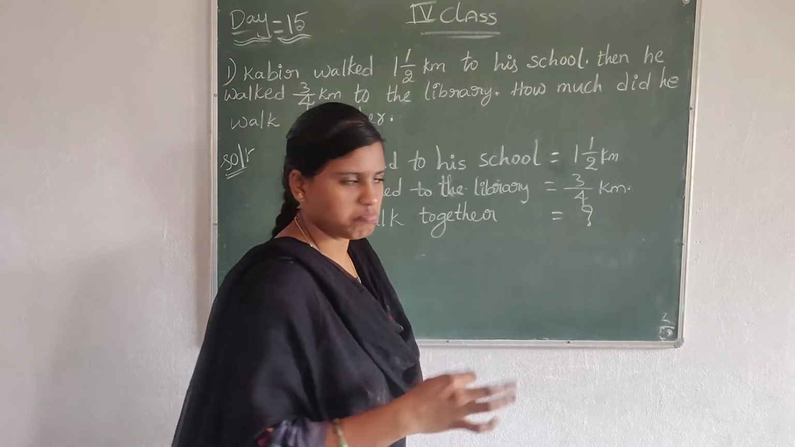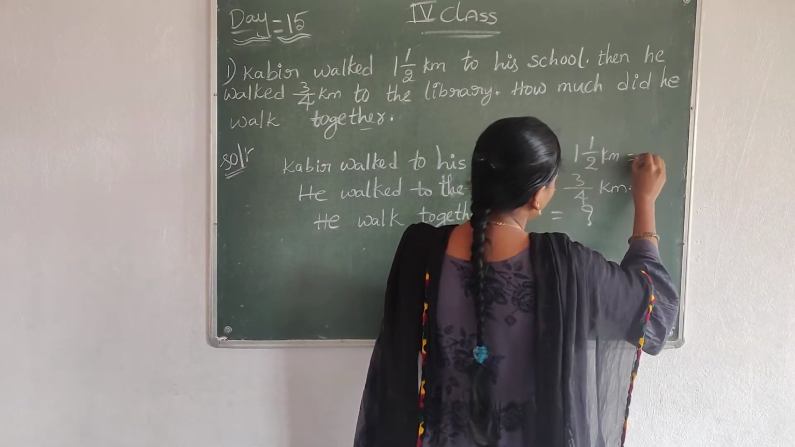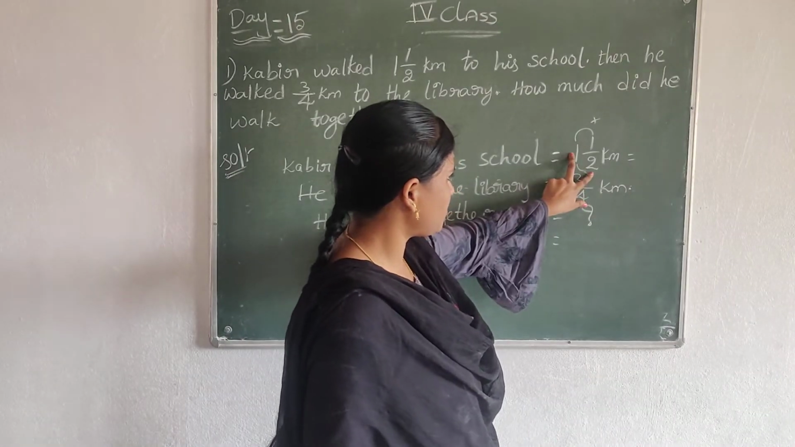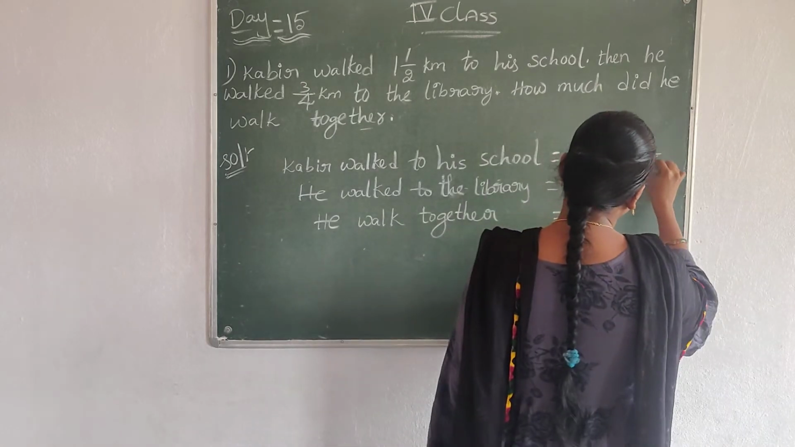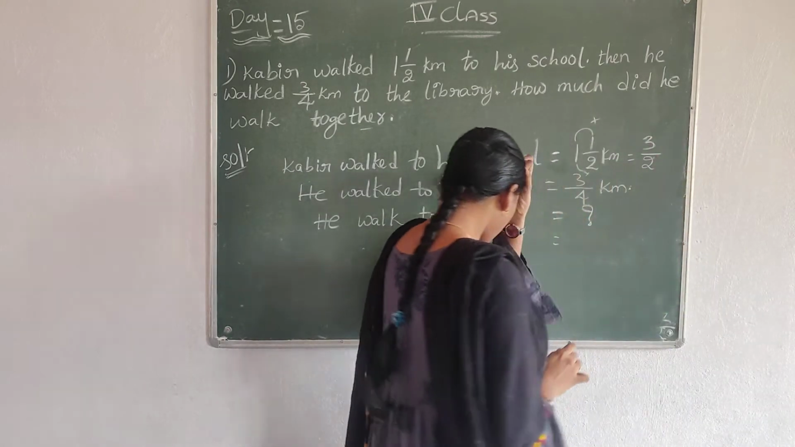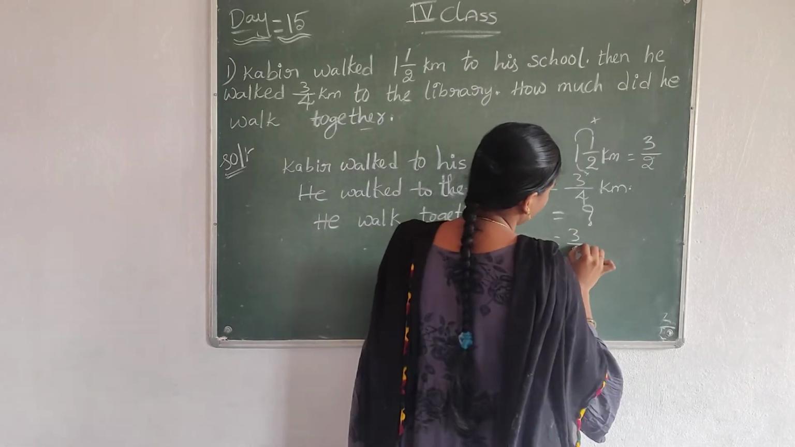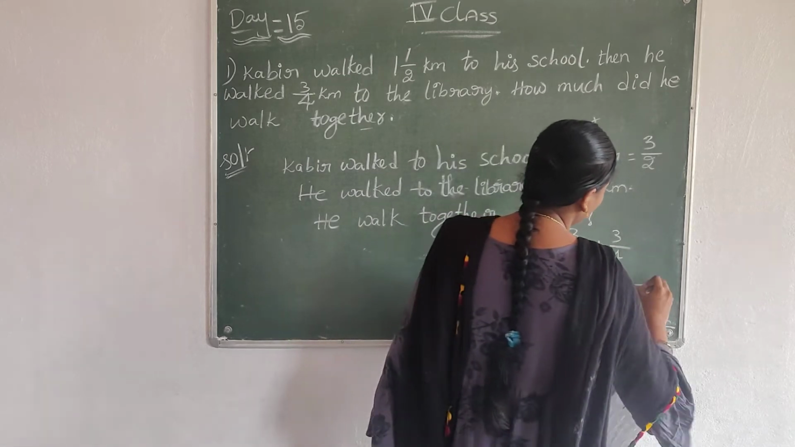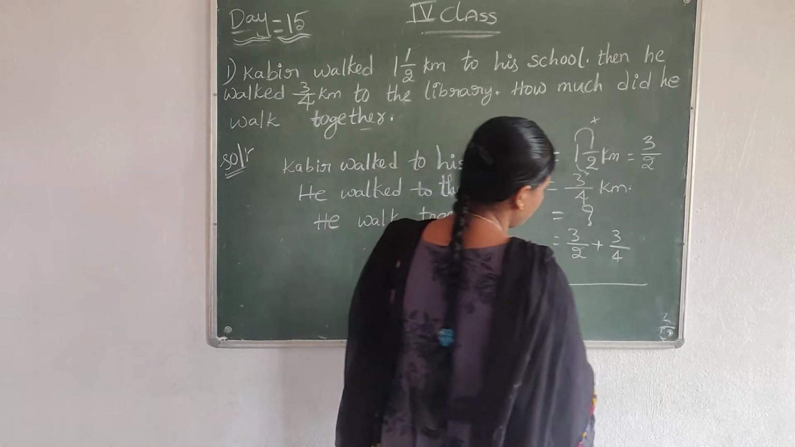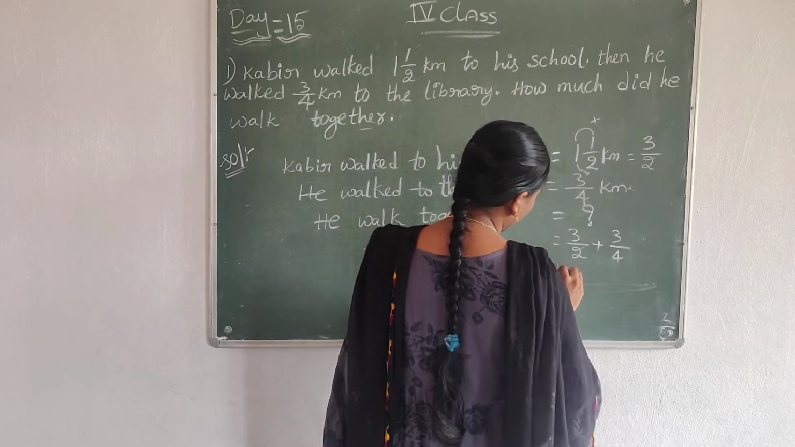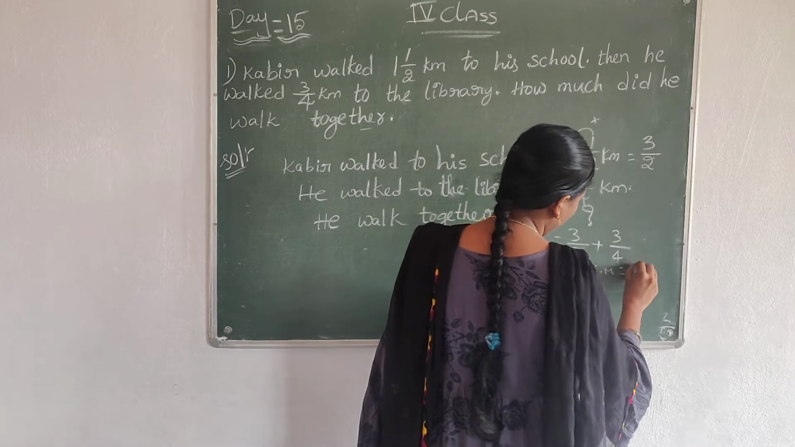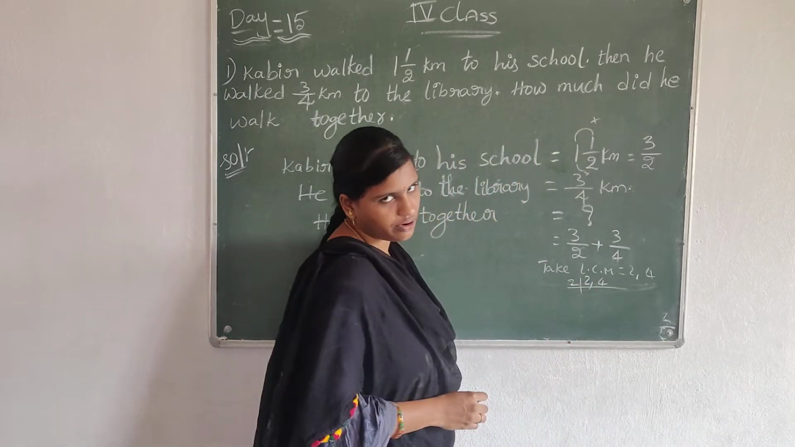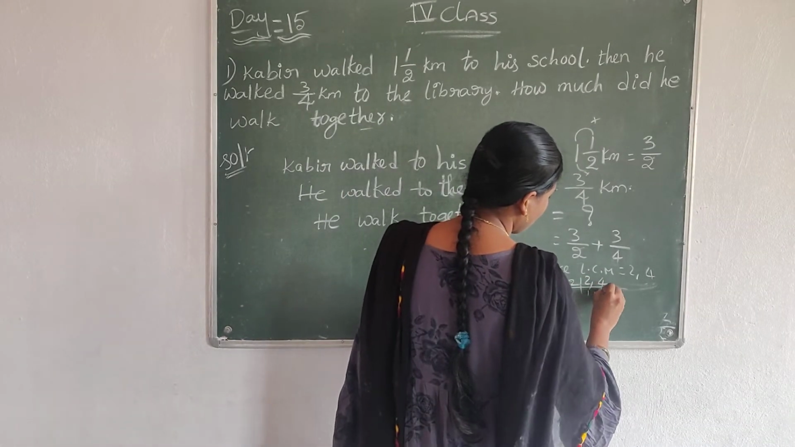Do we know? We don't know. Let's see. First convert this fraction into an improper fraction. 2 ones are 2, 2 plus 1 is 3. 3 by 2. Okay, let's take 3 by 2 plus 3 by 4. Take the denominator. 2 and 4, take the LCM. 2, 4. 2 table, right? 2 cancels here 1 time, here 2 times.